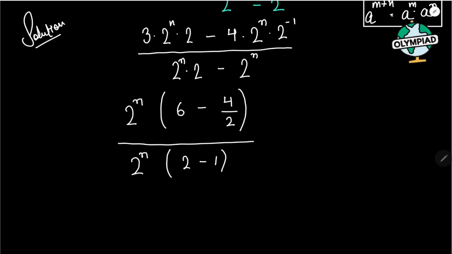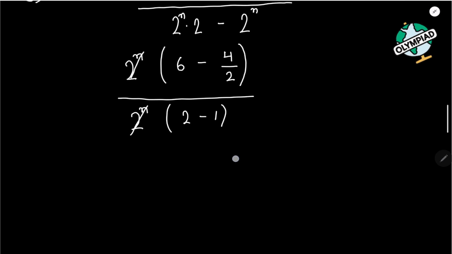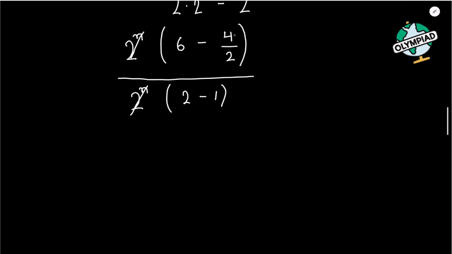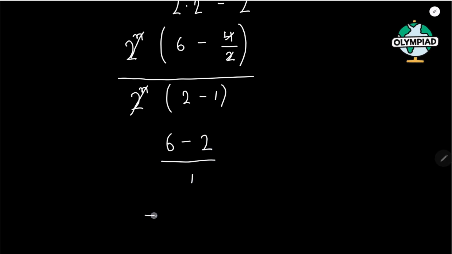Now what will happen? I will cancel out this 2 raised to power n and 2 raised to power n, right? I am left with 6 minus 4 by 2. So this 4 by 2 is nothing but 2. 2 minus 1 is 1. So what is our answer? 4, and we are done.